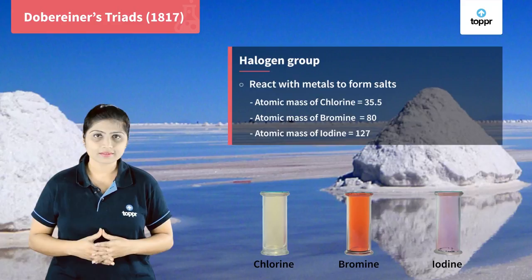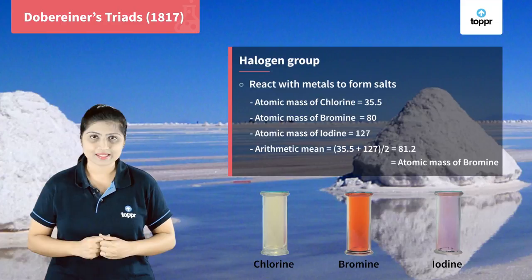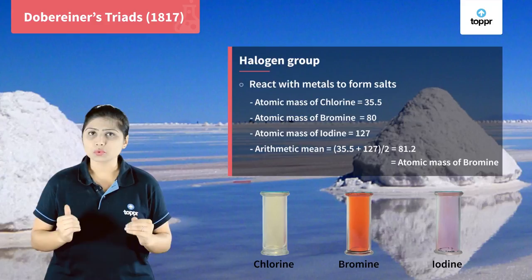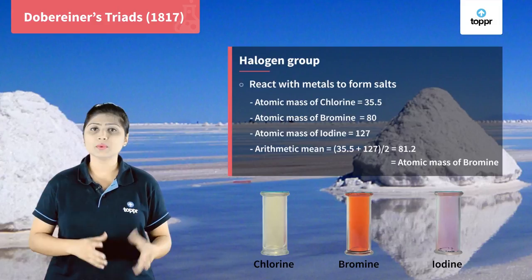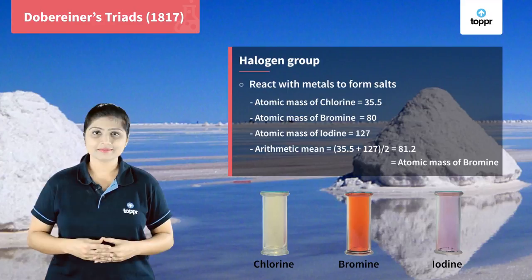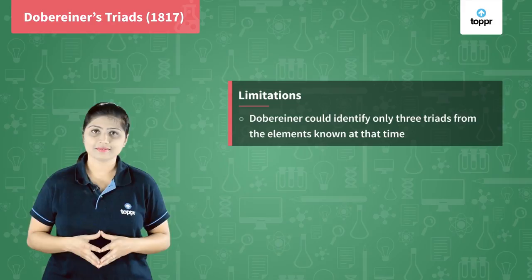So let's take the arithmetic mean of chlorine and iodine's atomic masses. We get 35.5 plus 127 upon 2, which is equal to 81.5, which is approximately equal to the atomic mass of bromine. Again, this is a Dobereiner's triad. This is such a smart concept that Dobereiner found out. But there was a limitation. He could only find out three triads from the elements known at that time. Then came John Newlands. He was an English scientist.